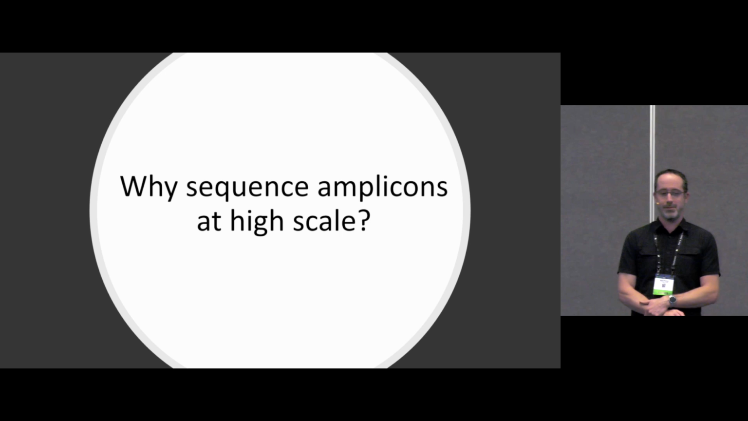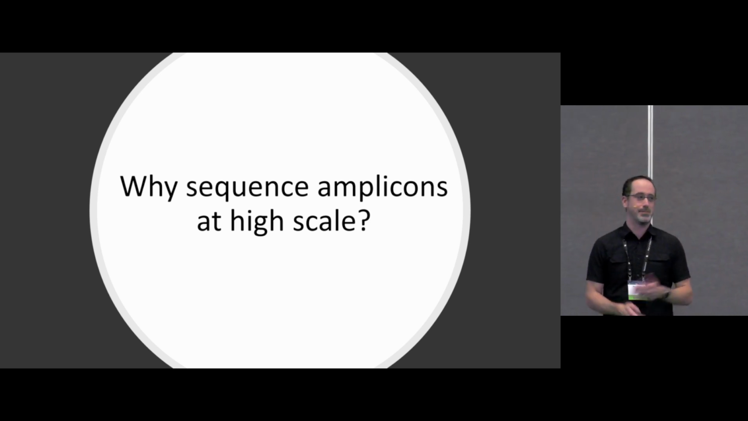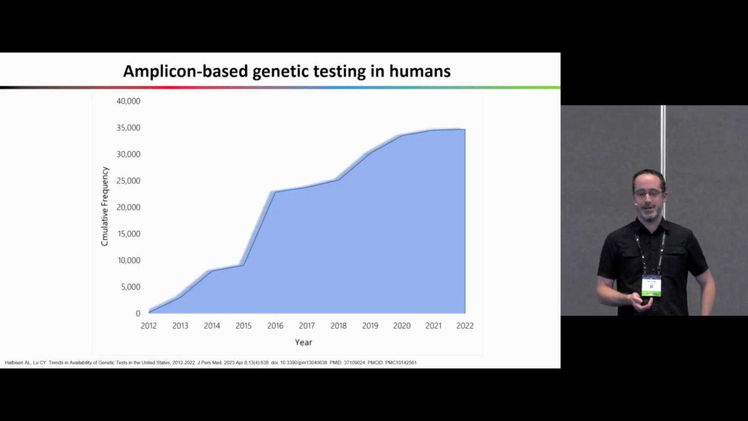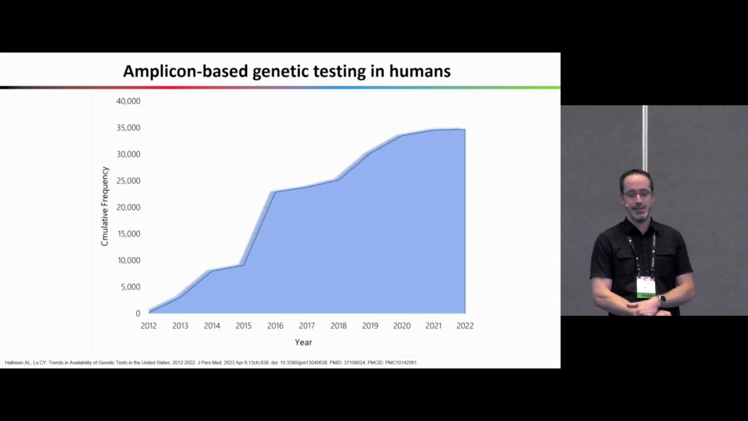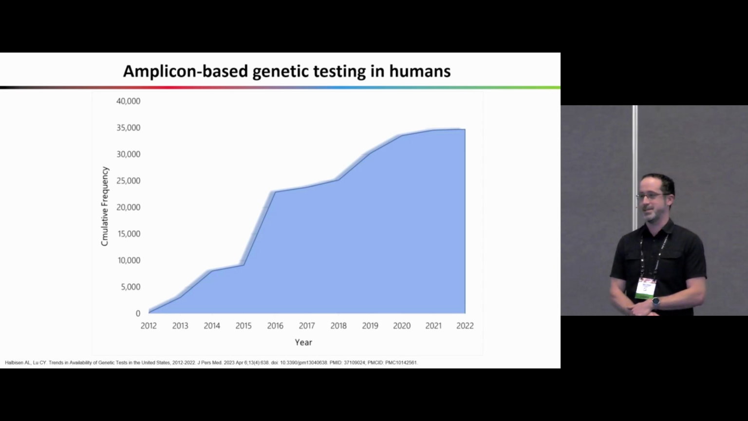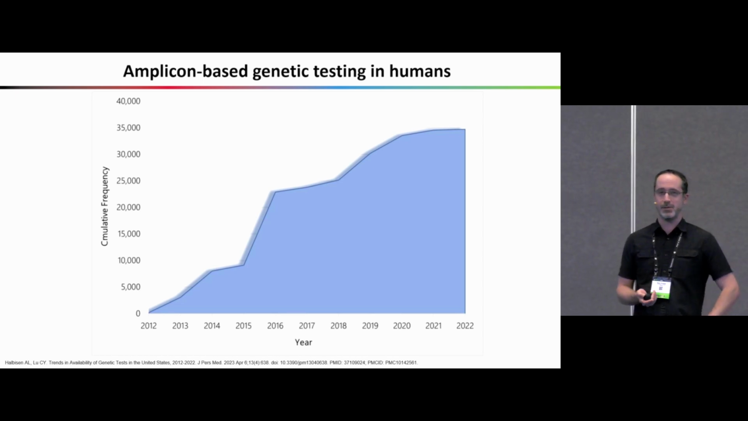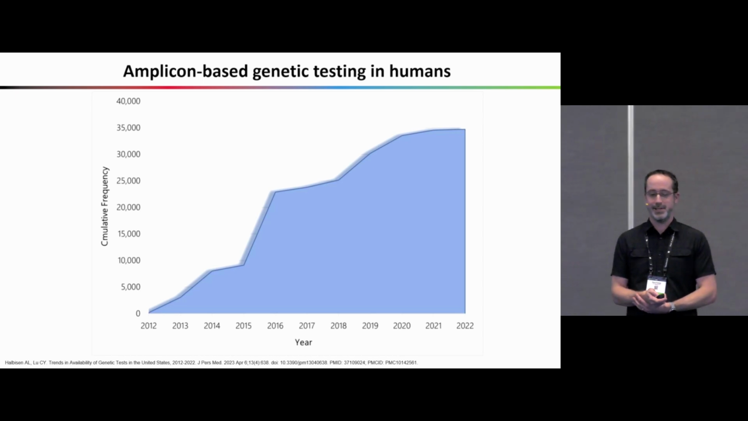Before I talk about how to sequence amplicons at a large scale, I'm first going to quickly give a few examples of why you might want to do that. This graph shows the number of amplicon-based human genetic tests available in the United States every year. By 2022, there are about 35,000 different genetic tests available, all of which require amplicon sequencing. And as you can see, the number of tests has been going up every year, so there is going to be an increased demand for amplicon sequencing because of that.